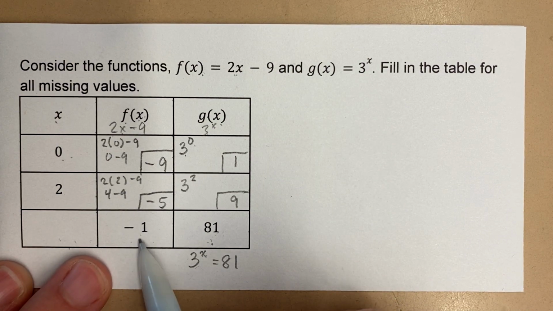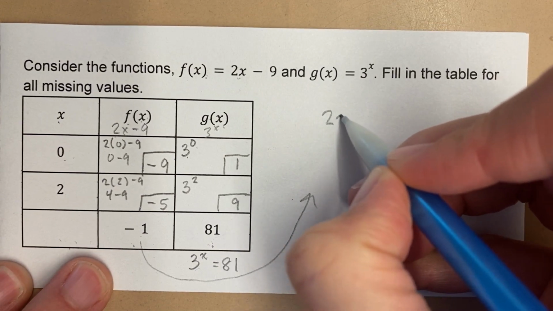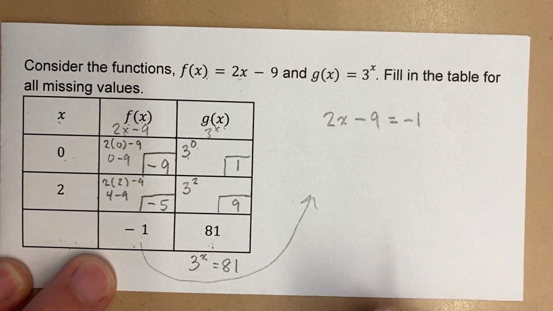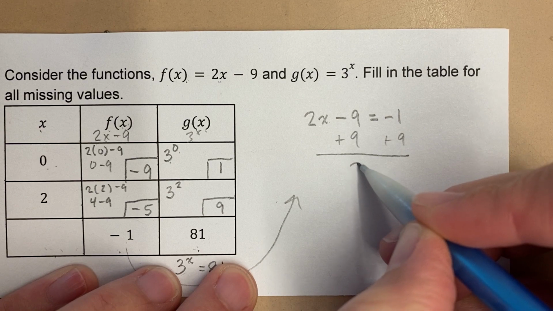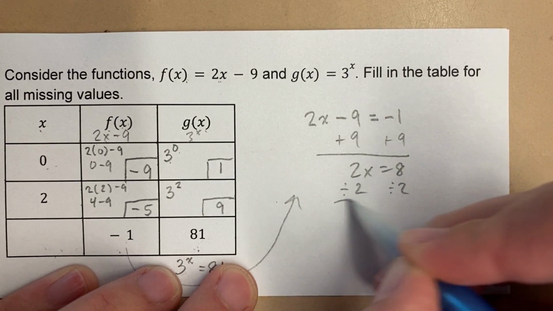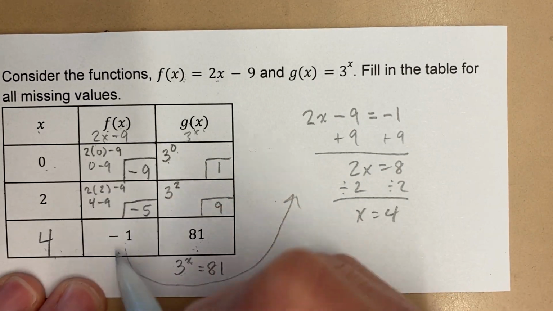Here's something that's a little bit more familiar to us. My question is, 2 times what x value minus 9 would get me negative 1? And this is a 2-step equation. I've been able to solve this since September, right? So this is negative 1 plus 9 is 8. Divide by 2. I get x equals 4. So that means an x value of 4 would get me a negative 1 here.